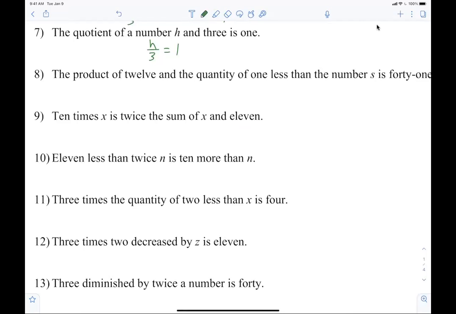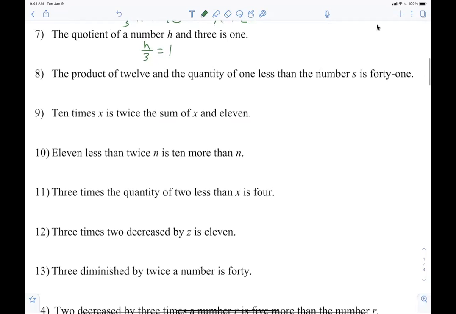12 and the quantity of 1 less than the number s is 41. All right, so you got a mess here. What do we got? 12 times. Now, quantity is another word for what? Quantity means parentheses. So 12 and then parentheses.